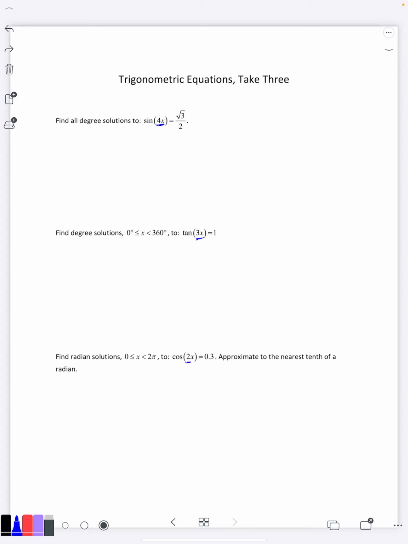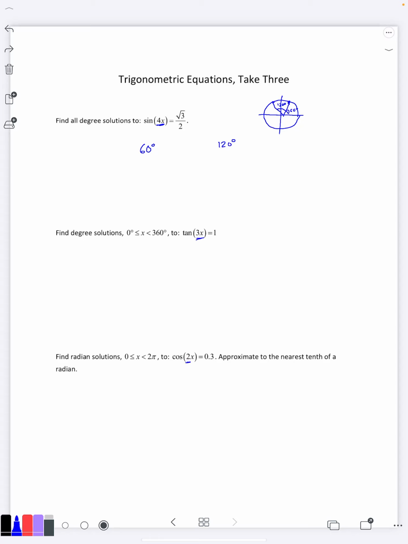So the first problem: find all degree solutions, no matter one rotation or more, to the equation sine 4x equals square root of 3 over 2. First things first, let's look at our unit circle. Let's see where the y value is root 3 over 2, and we're talking about degrees. It's going to be up here at 60 degrees, and the y value will also be root 3 over 2 at 120 degrees. So your two angles are 60 degrees and 120 degrees.